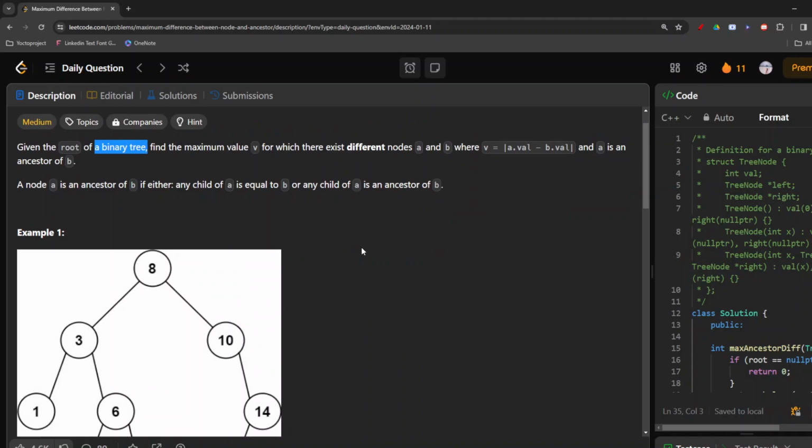So now let us start this question. Let us read the description of the question and then see how it relates to the example which is given. So, given the root of a binary tree, find the maximum value v for which there exist different nodes a and b, where v is equal to a.val minus b.val, and a is an ancestor of b. They have mentioned that a is basically an ancestor of b, and then they have given us the definition of ancestor and so on.